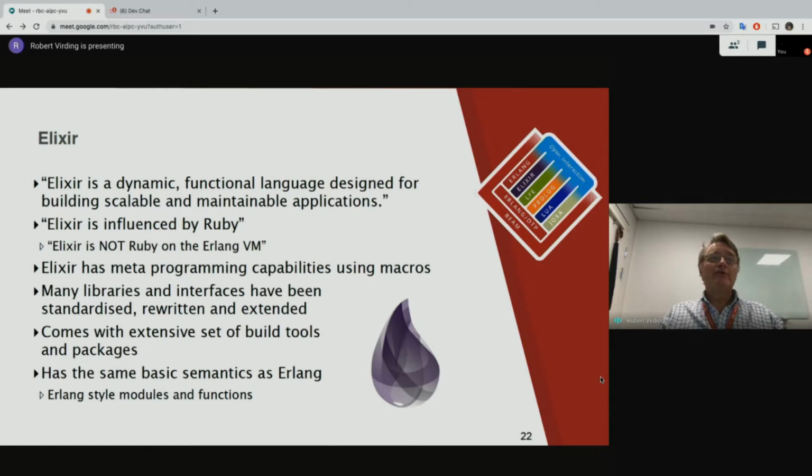And again, what they say, it's a dynamic functional language designed for building scalable and maintainable applications. Well, that's what we do. Right? It's influenced by Ruby, but it's not Ruby. It's not Ruby on the Erlang VM. So you have to be very aware of this when it has metaprogramming capabilities using macros. It has a lot of libraries, and a lot of the libraries and interfaces have been standardized, many rewritten, and there's a lot of extensions for them.